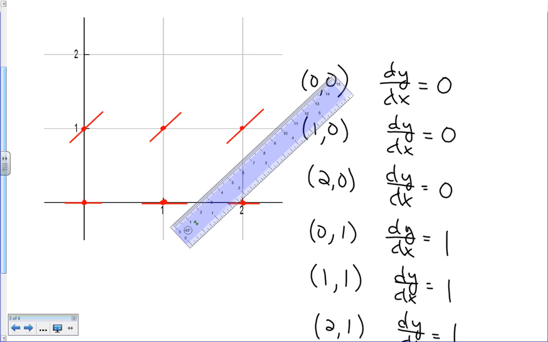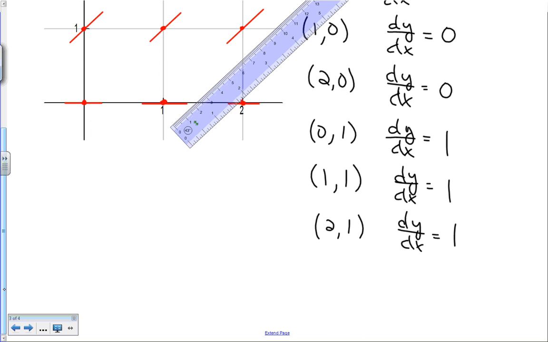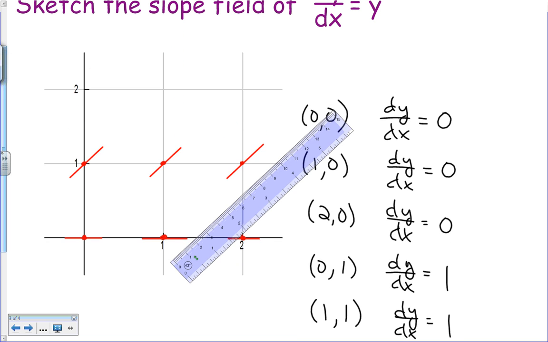All right, and let's finish up. I'm not going to worry about calculating all of these across here. Let's move to 0, 2. dy dx is equal to 2. It's just the y value. So we'll sketch a slope of 2.